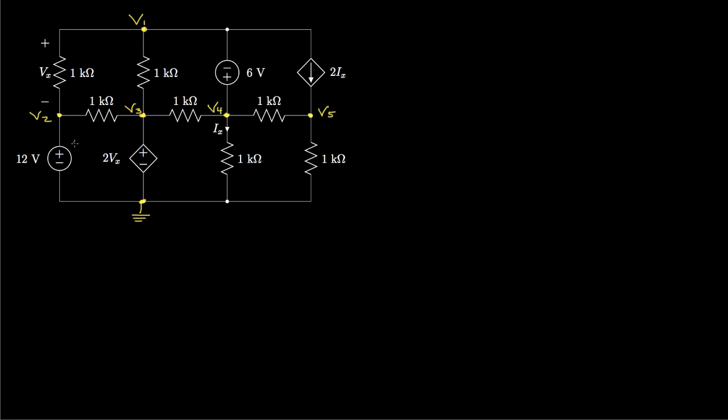Next, I'll take a look at them and see if any of these can be simplified. Well, right away I notice that V2 is connected to ground through this 12 volt source. So relative to ground, this is a positive 12 volts. So I'll write that, and right away we've solved for V2. So that's 12 volts. Then if I look at V3, well, V3 relative to ground is twice Vx.